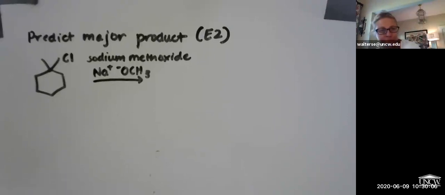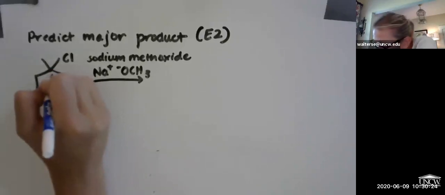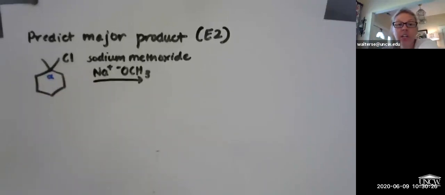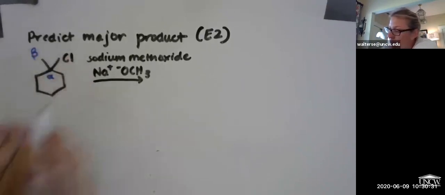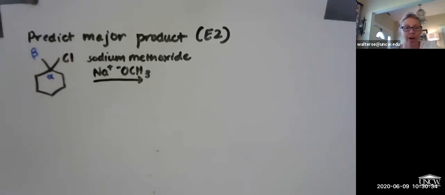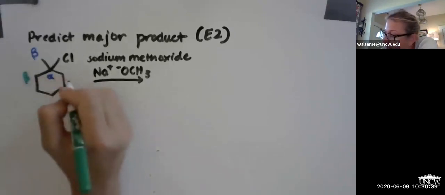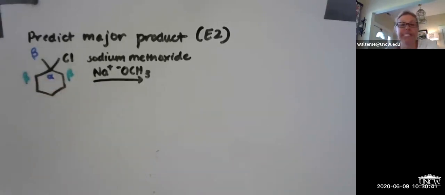Okay, so my suggestion would be that you draw both products and then come back to the identity of the base to make a final decision. So for this one, I would come in and write, okay, here is my alpha carbon, and I'm going to end up with a beta carbon off the ring and two identical, essentially, beta carbons inside the ring.